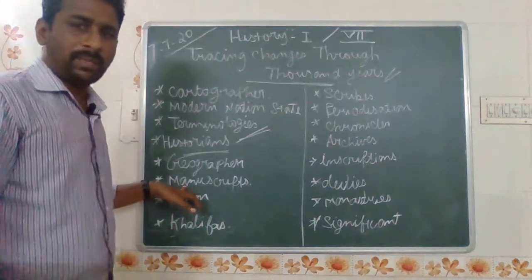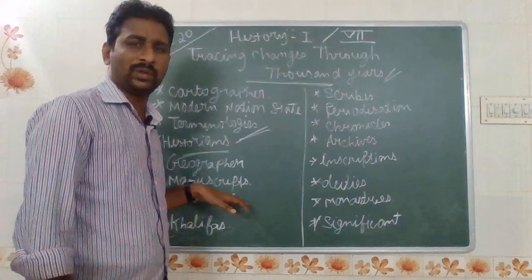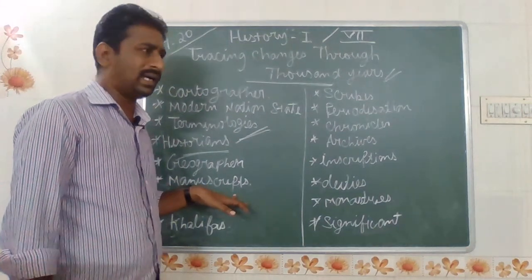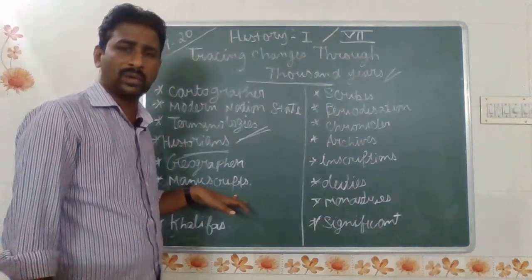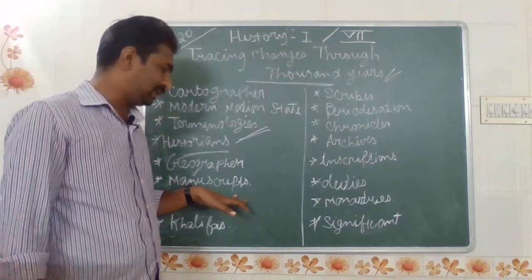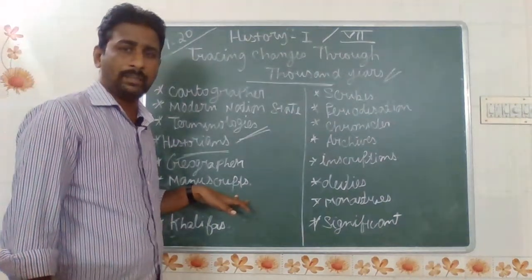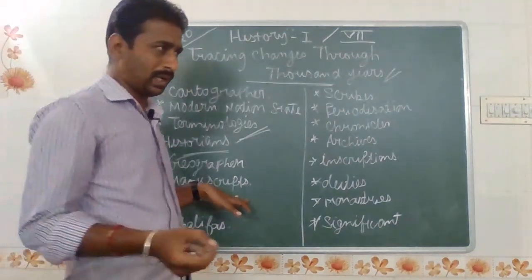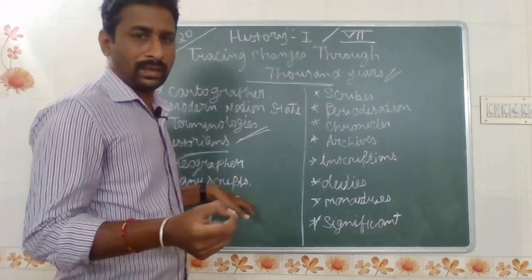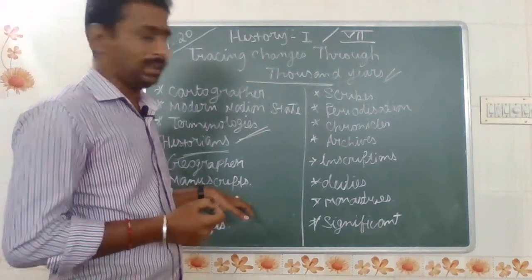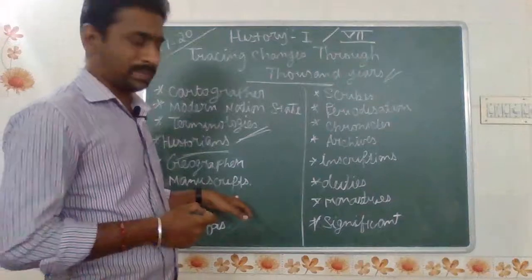And manuscripts. Manuscripts are nothing but what today we are using notebooks for writing. In those days there were no notebooks, no computers, nothing. In those days people used to write things in manuscripts. Manuscripts, in Tamil, you call Olai Chuvadigal. They used to write things on palm leaves, so they are called manuscripts.